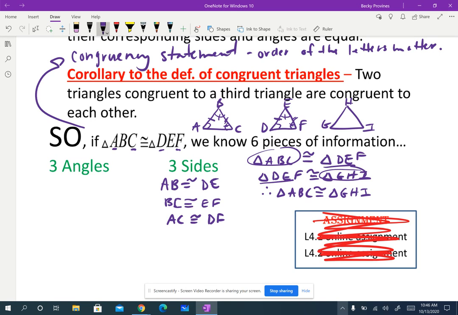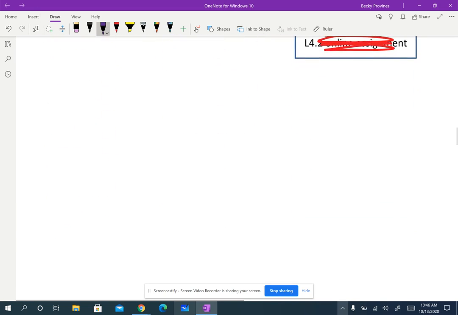Now, I didn't do the angles, so let's go back and do the angles. Angle A was congruent to angle D. Angle B was congruent to angle E. And angle C was congruent to angle F. There we go. So this is going to happen every time. Again, this is called a congruency statement. It tells you 6 pieces of information. So I'm going to make up one.